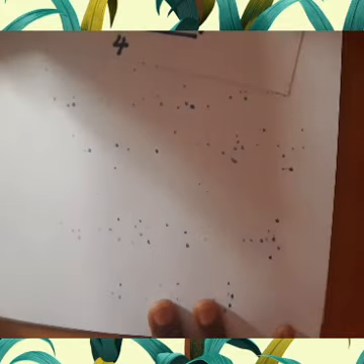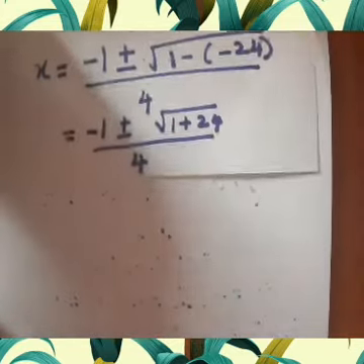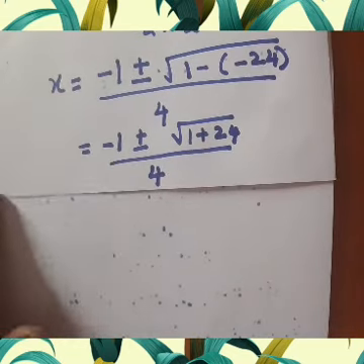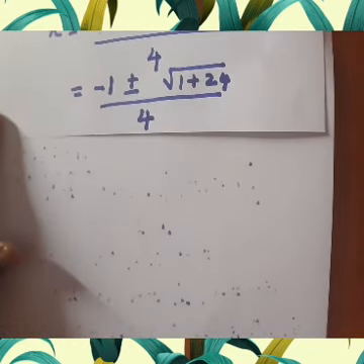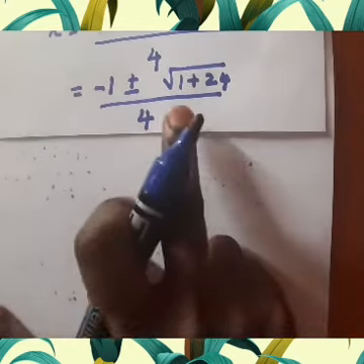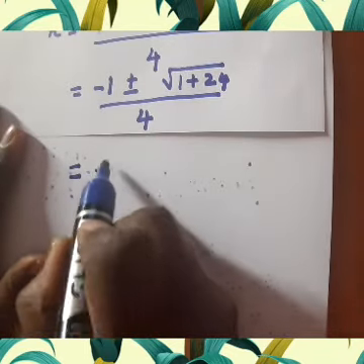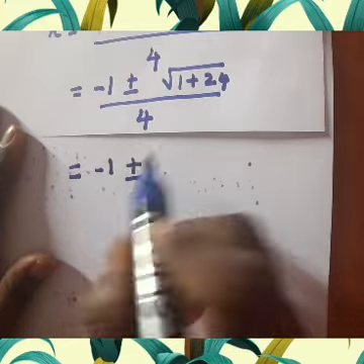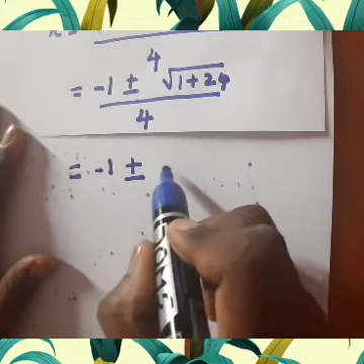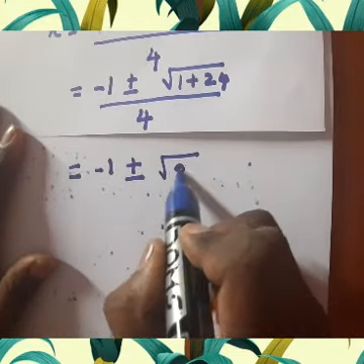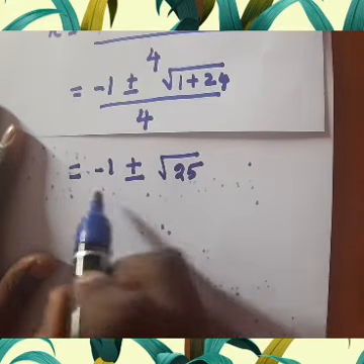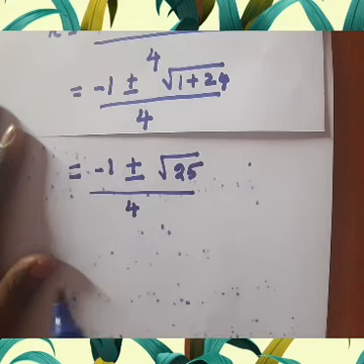So further we are going to simplify. What we had was minus 1 plus or minus square root of 1 plus 24, the whole term divided by 4, which is equal to minus 1 plus or minus... 1 plus 24 will give you 25, so it is root 25, the whole term divided by 4.